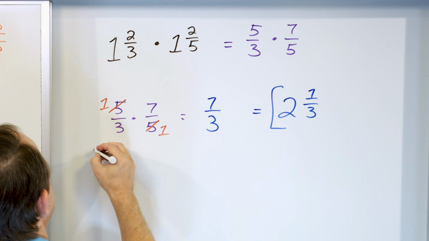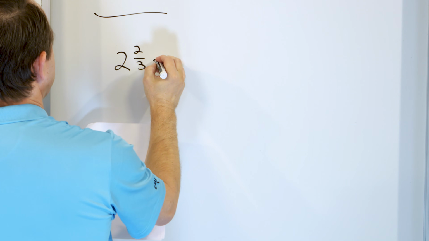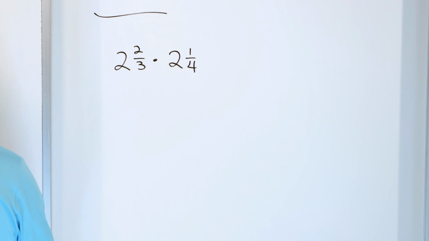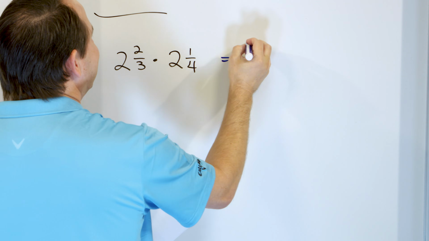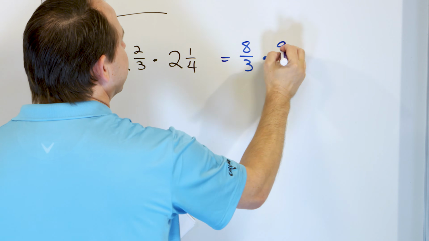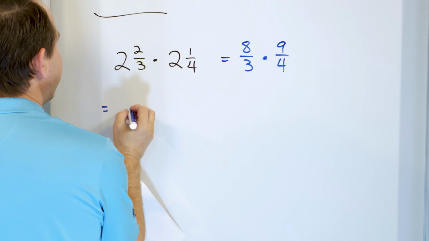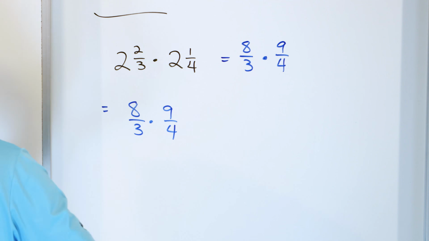All right, last problem. 2 2/3 multiplied by 2 1/4. Again, change it into improper fractions. 2 times 3 is 6, plus 2 is 8/3. And then 2 times 4 is 8, plus 1 is 9/4. 4 coming from here, 3 coming from there. Now let me rewrite this. We have 8/3 times 9/4.